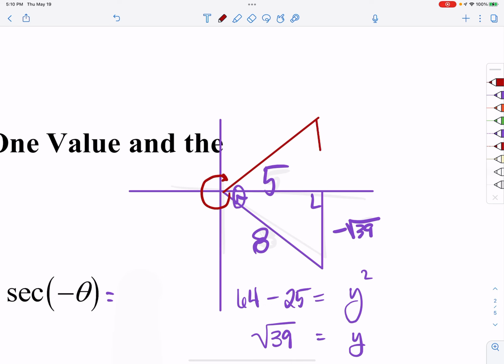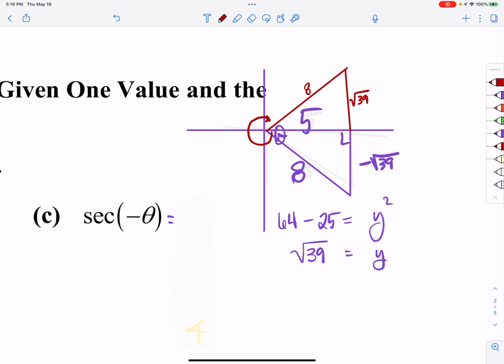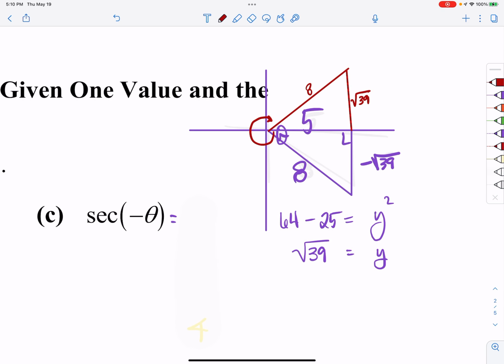And so I'll have a picture that looks something like this, where my hypotenuse is still 8, my adjacent is still 5, but now my opposite is positive square root of 39 because it's going up. So it's a mirror image of the original triangle that we had. We want the secant of this value. We know that secant is the reciprocal of cosine. Cosine was 5 over 8, so the reciprocal here is just simply going to be 8 over 5.